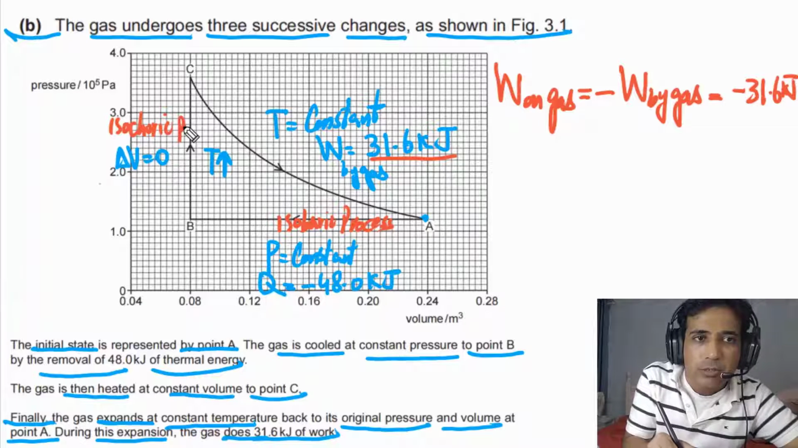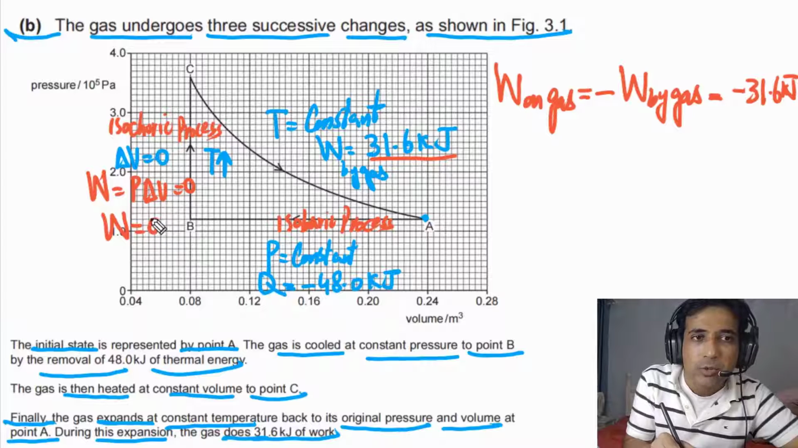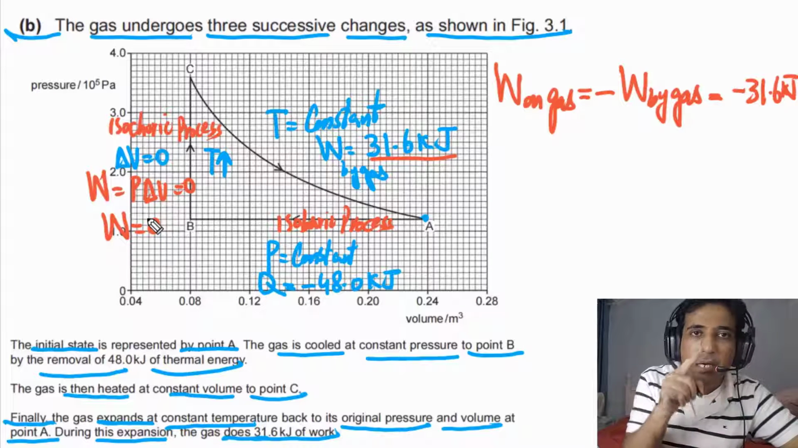Isochoric process means that volume of the gas does not change. As volume of the gas does not change, it means in this case work done on gas or work done by gas is equal to 0. So simply we can say P times delta V in this case is equal to 0. So in isochoric process, there is no work done by gas and also there is no work done on gas.